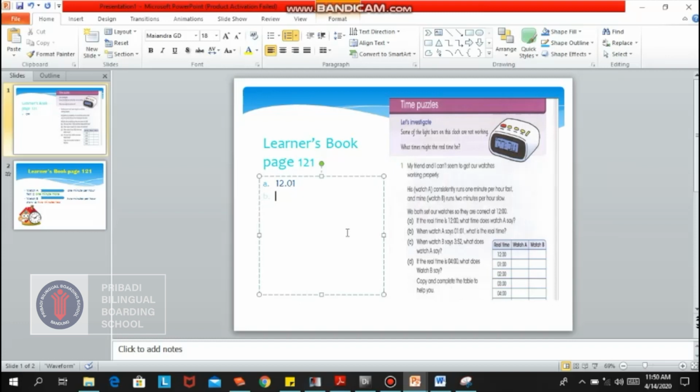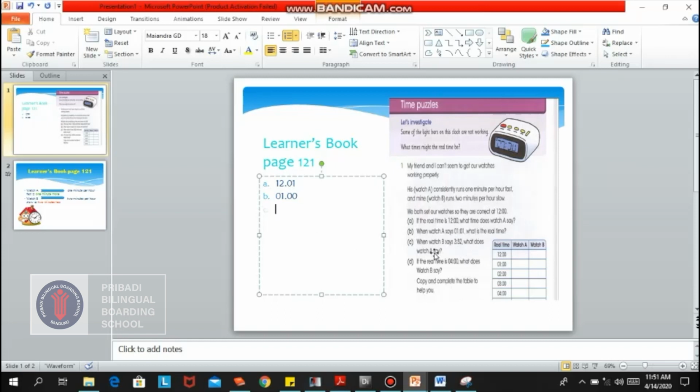B, when watch A says 12:01, what is the real time? Okay, correct. Watch A, remember, 1 minute more. So the real time is 12 o'clock, correct.